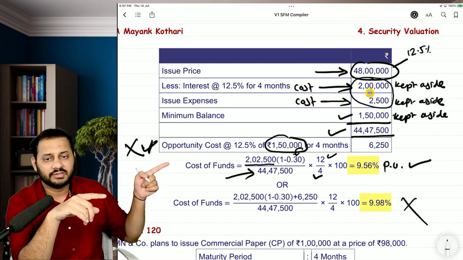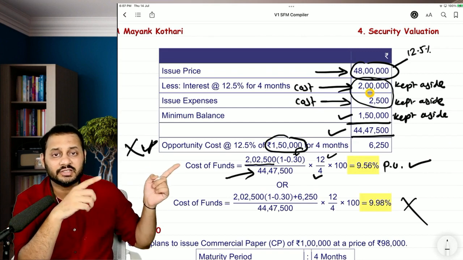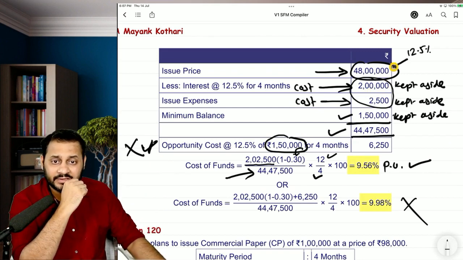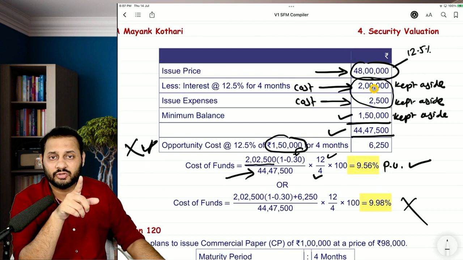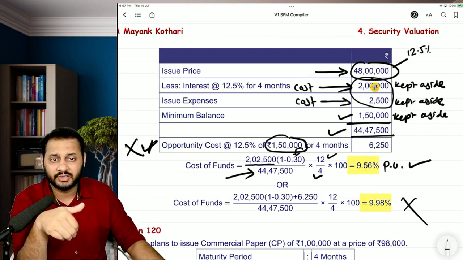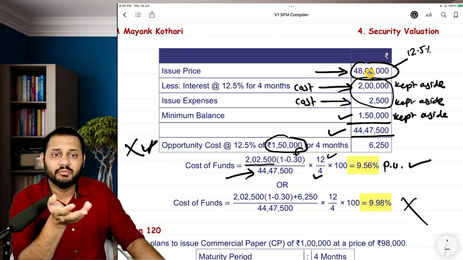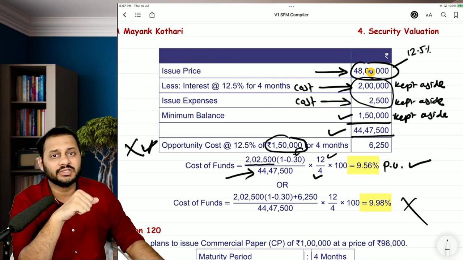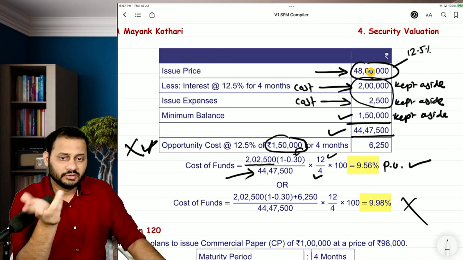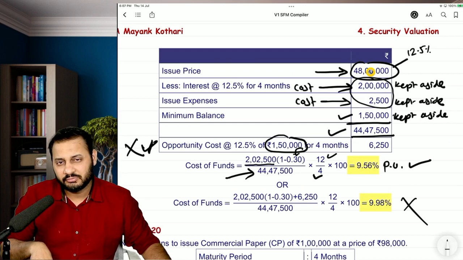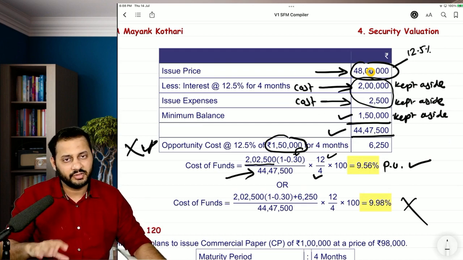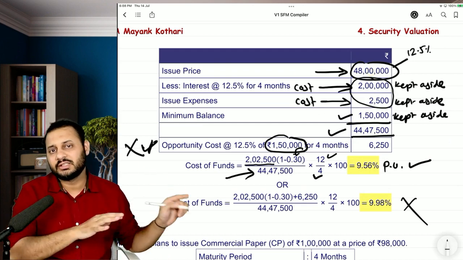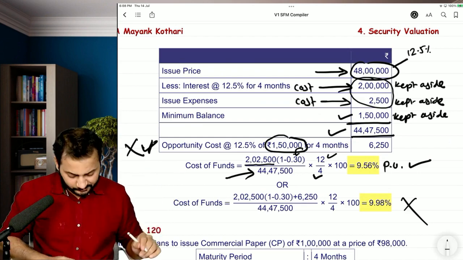The only correct answer is this one. Also in that answer you can negotiate one thing, that this 2 lakh rupees of the cost will be paid at the end, not at the beginning. So in the beginning we will be able to use that 48 lakh rupees entirely. So that's a matter of discussion. Some ambiguities are there in this question, but you have to move on like this. If the question is asked in exam, go ahead with this method.